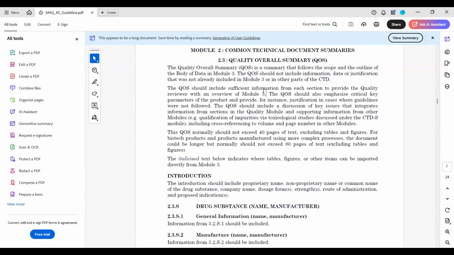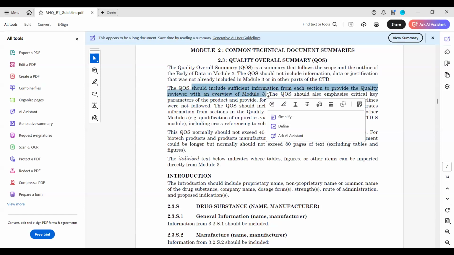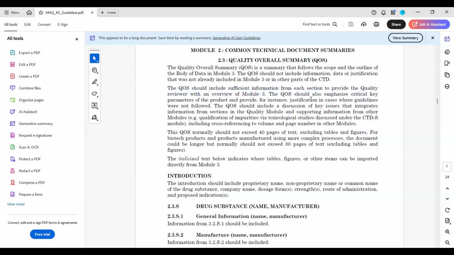Okay, so yes, the QoS should include sufficient information from each section to provide the quality reviewer with an overview of module 3. All the sections that you are submitting in module 3 should be summarized here well enough for a reviewer to understand what data he or she will come across when they are reviewing module 3 documents. Okay, the QoS should also emphasize critical key parameters of the product and provide, for instance, justification in cases where guidelines were not followed.